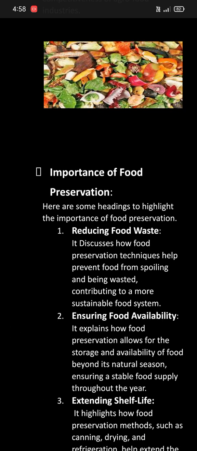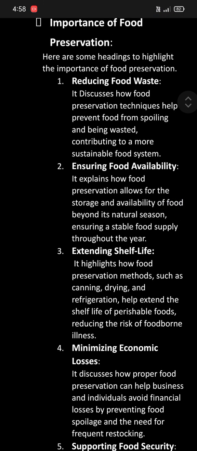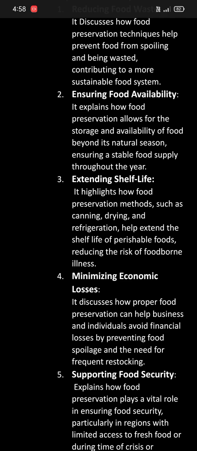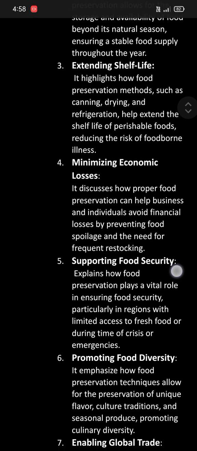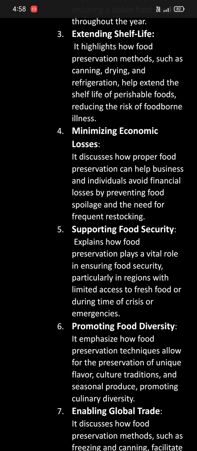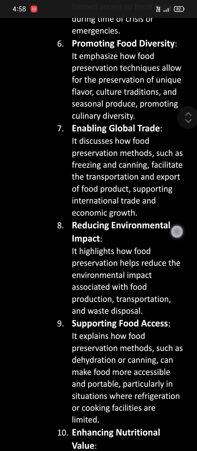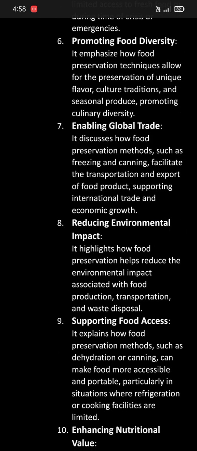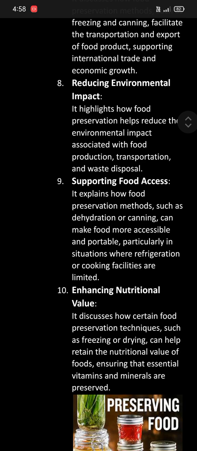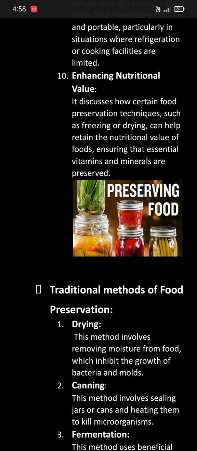Next, importance of food preservation. First one is reducing food waste. Second is ensuring food availability. Third is extending shelf life. Fourth, minimizing economic losses, supporting food security, promoting food diversity, enabling global trade, reducing environmental impact, supporting food access, enhancing nutritional value.